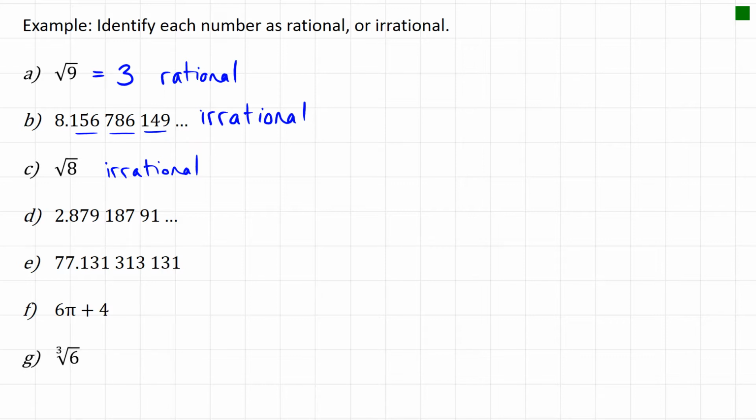2.879187991. Just by looking at how it's written, because of the spaces in the decimal form, it kind of looks like it's not repeating. But if we look, we have 4 digits, 879, repeat, the next 4 digits, 8791. So this is actually a rational number because those decimals are repeating.